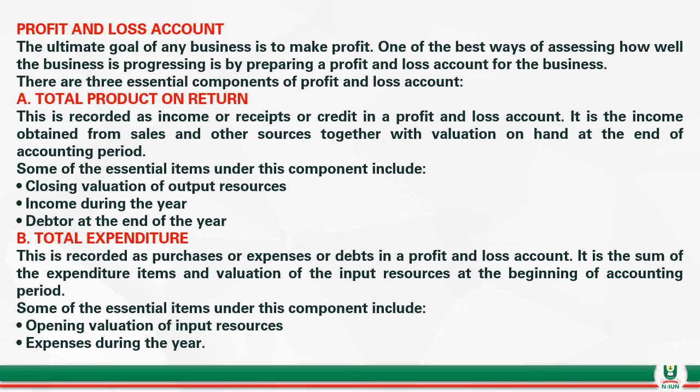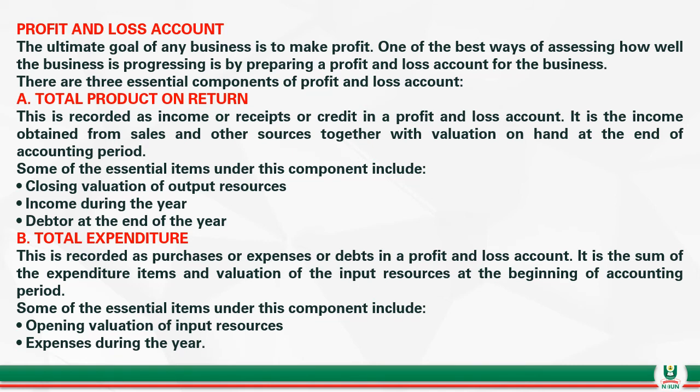It is the income obtained from sales and other sources, together with valuation on hand at the end of the accounting period. So some of the essential items under this component include closing valuation of output resources, income during the year, and debtors at the end of the year.